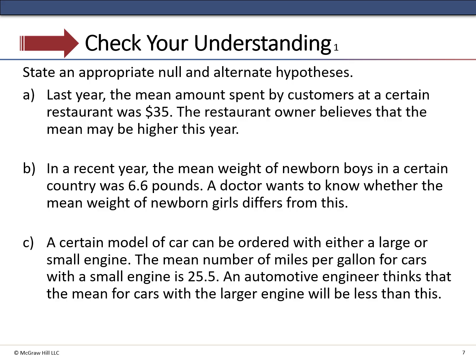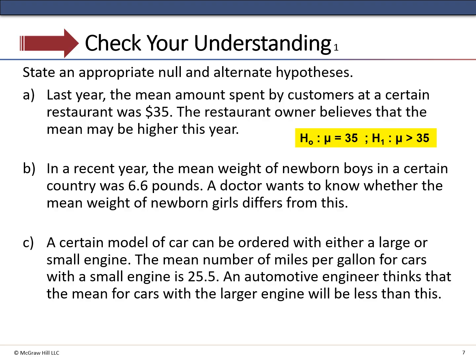Again, 3 more. Try these. Last year, the mean amount spent by customers at a certain restaurant was $35. The owner believes that the mean may be higher. Null: mean equals 35. Alternative: mean is greater than 35.